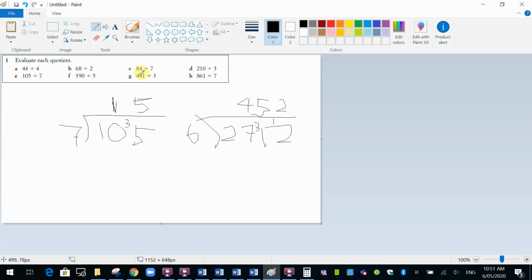So let's take this one. 441 divided by 3. The 441 will go underneath the dividing sign. Divided by 3. And then we deal with each number individually.